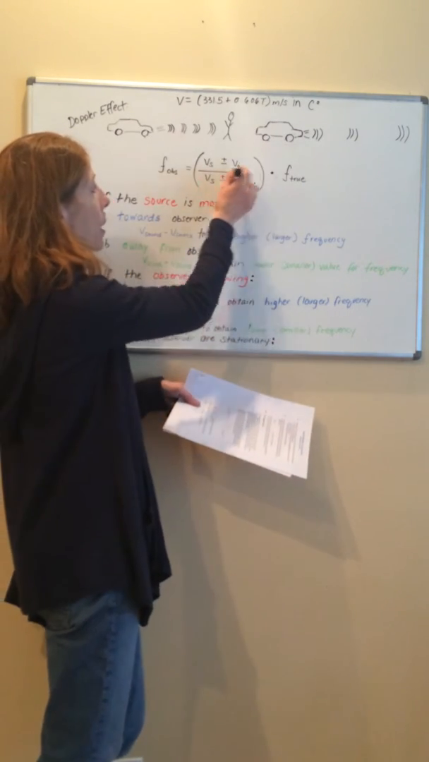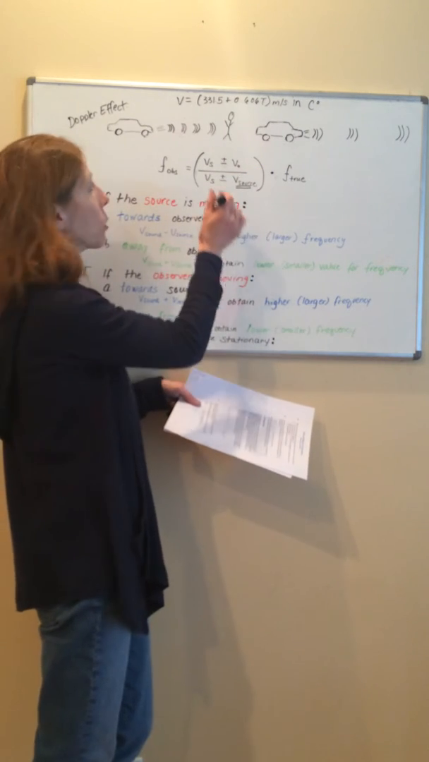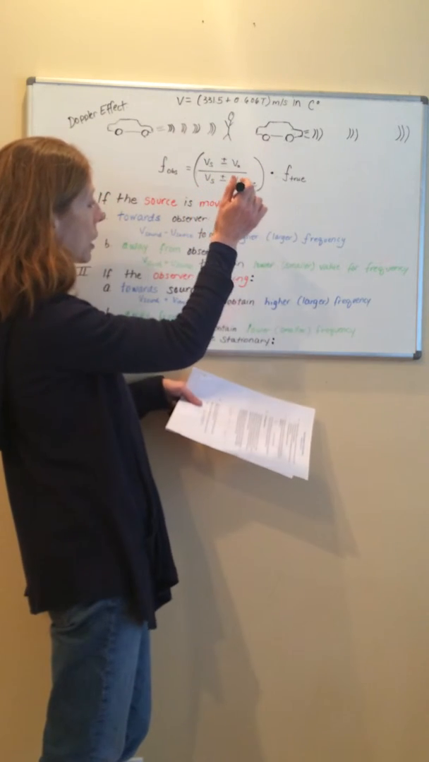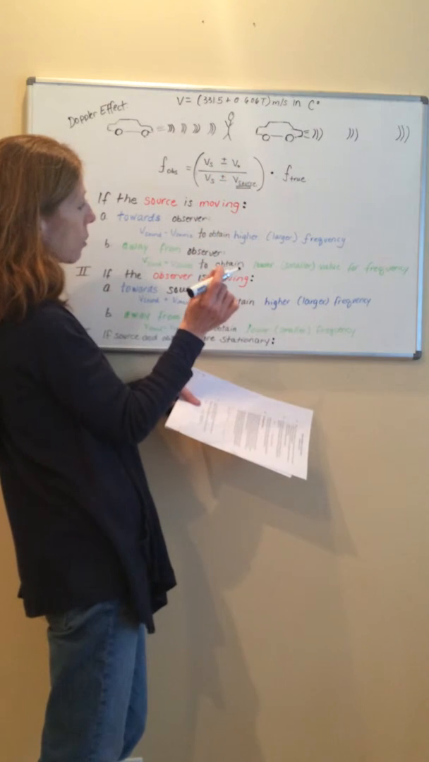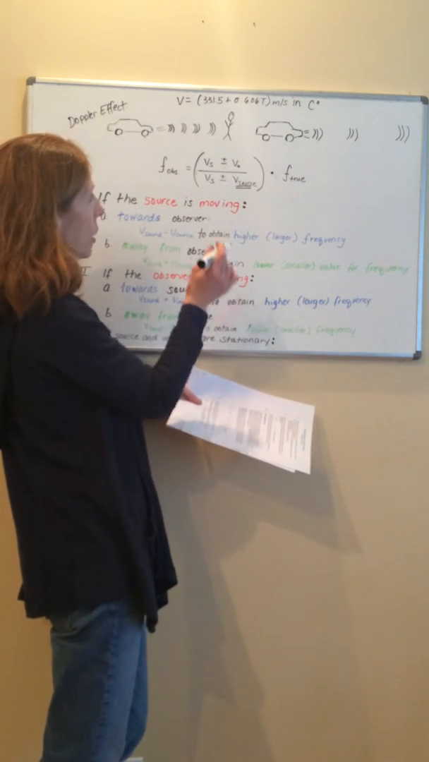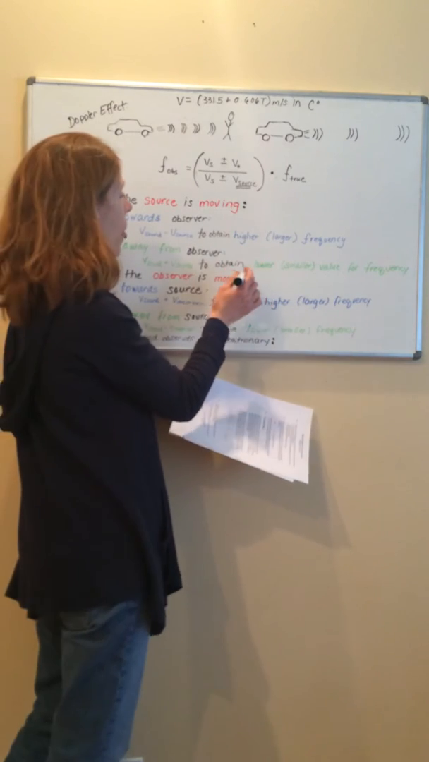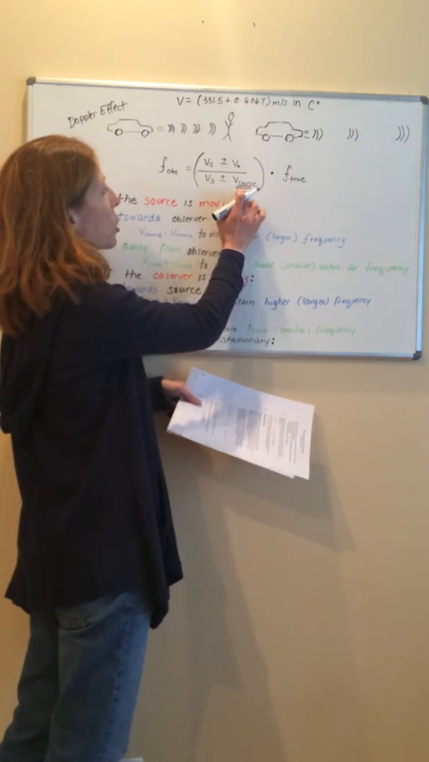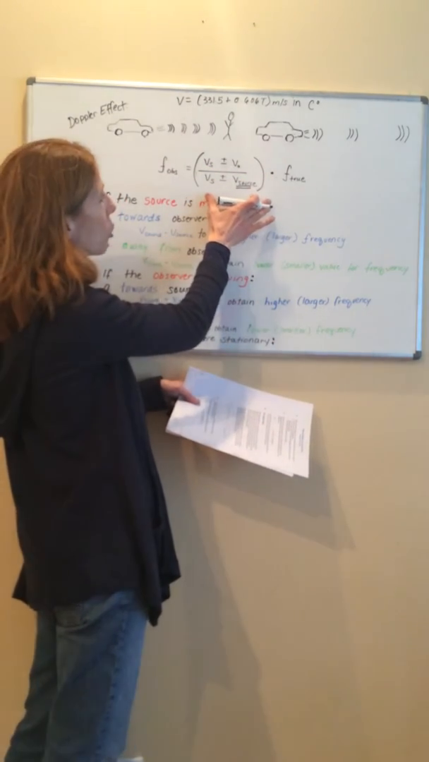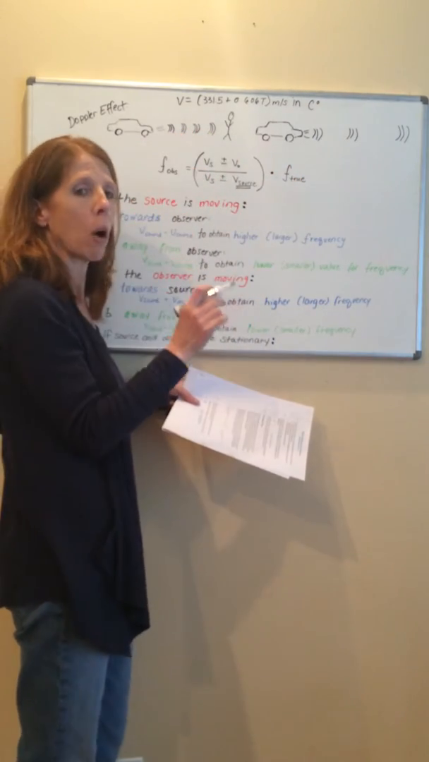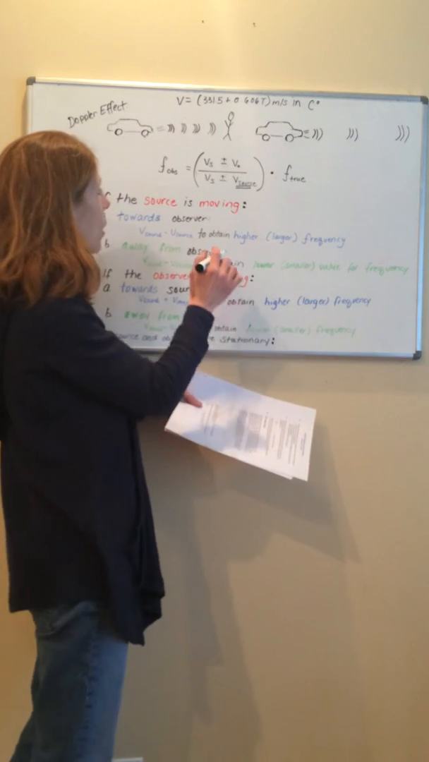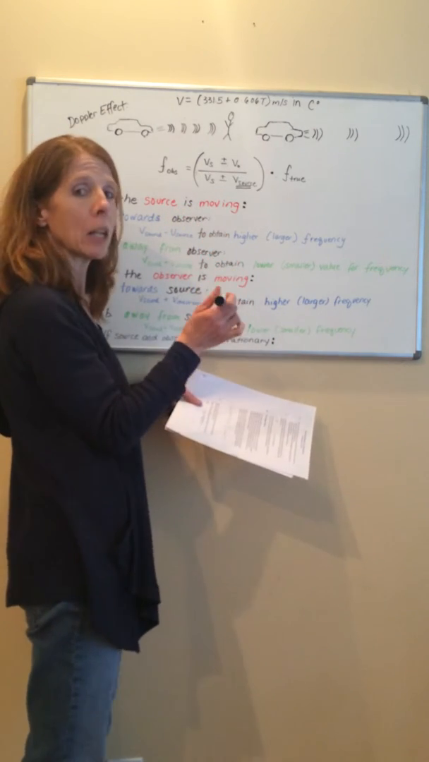Okay? That's going to make my denominator a larger number, which will make my frequency lower, smaller, yes, sorry about that. So I'm going to add this, which is going to make my denominator larger, which is going to make this number, my observed frequency, be smaller. Okay, so that's if I've got the source that is in motion.